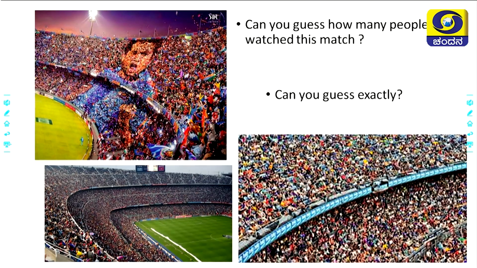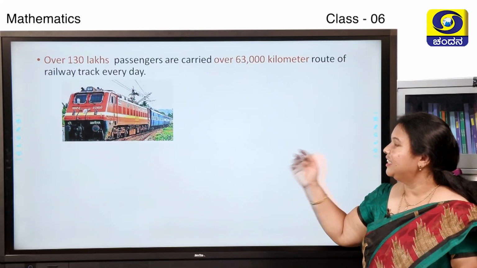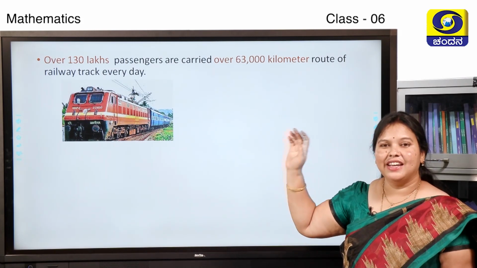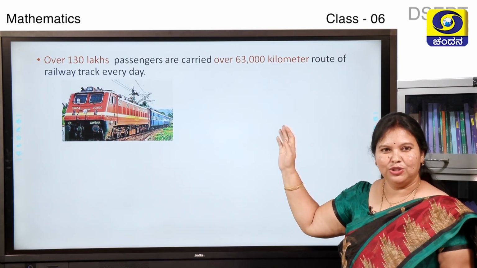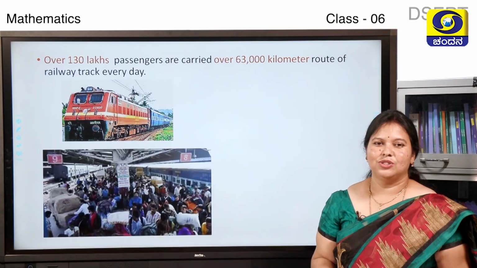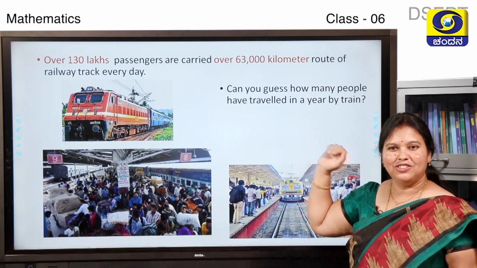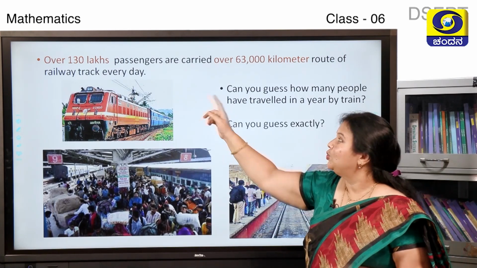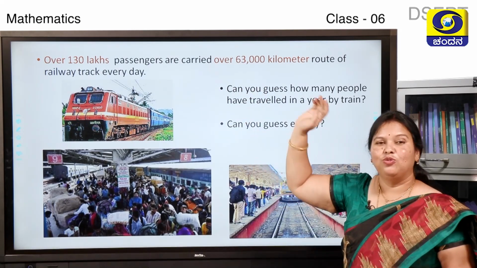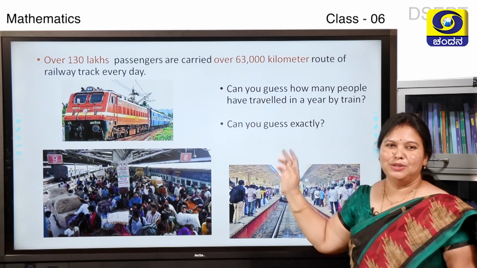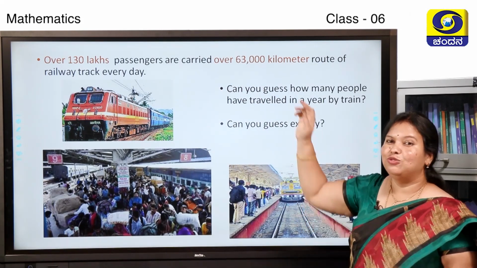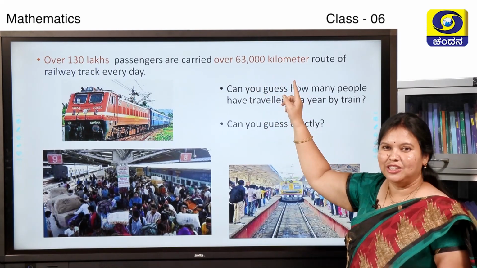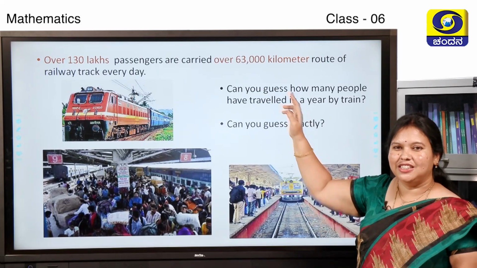30 million, like this. Like the same, in the picture, a statement given by the Railway Department, that is, over 130 lakh passengers are carried over 63,000 kilometer route of railway track every day. So, can you guess how many people have travelled in a year by train? Can you guess exactly? Here they have mentioned two numbers. You observe it carefully. Over 130 lakhs, that means more or less 130 lakhs. And travel distance they mentioned over 63,000 kilometer, that means more or less 63,000 kilometer.